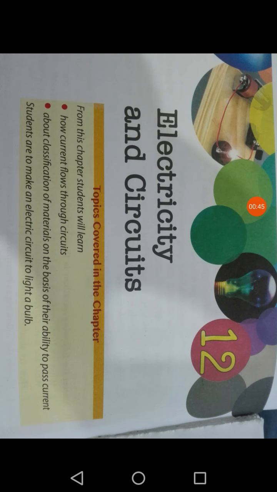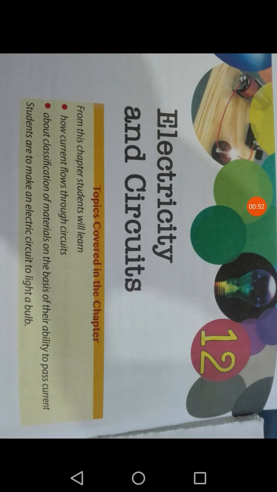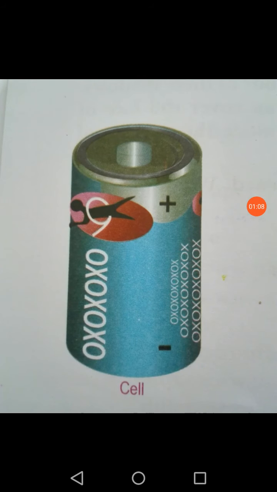Now we will move toward the sources of electric current. There are the following types of sources of electric current: electrochemical cells, solar cells, and electric generators and dynamos. The first source we will discuss in this chapter is the electric cell.